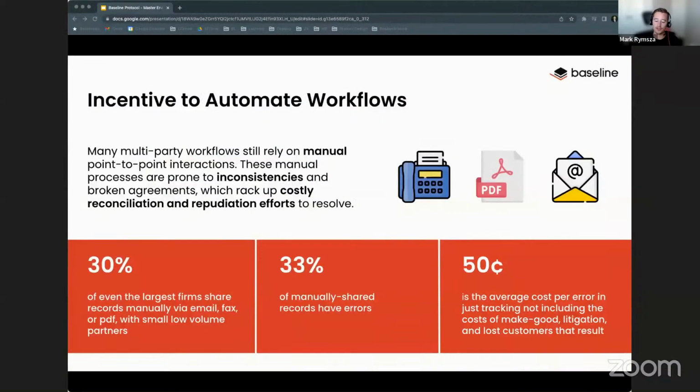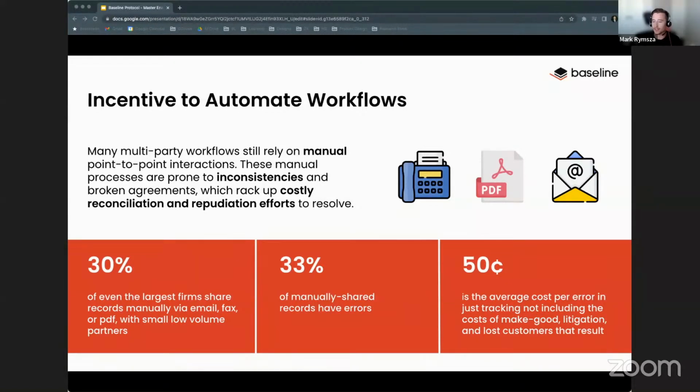Now we want to shift focus a little bit and look at some of the problems that currently exist when you do share data or when you go through these automated workflows. What a lot of people don't think about, and maybe this is pretty obvious to some, is that there are still plenty of workflows that aren't automated. They rely on manual point-to-point interactions, things like phone calls, sending around PDFs, or emailing people. We have some stats here on the screen, but 30% of even the largest firms share records manually via email, fax, and PDF. And a lot of those manually shared records have errors.